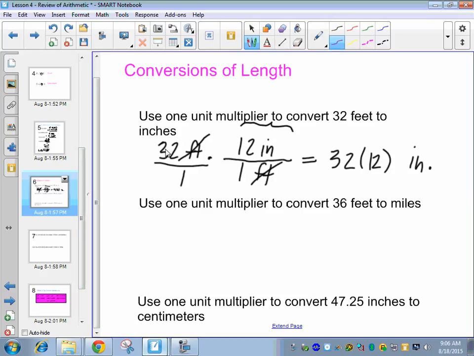Okay. So here's another use one unit multiplier. So now we're going to start with 36 feet. Remember, always start with it over 1. And this time we want to put feet on the bottom. So we're going to put 1 foot. How many feet in a mile? 5280. We live in Denver-ish, so hopefully that number is easy for you guys to remember.